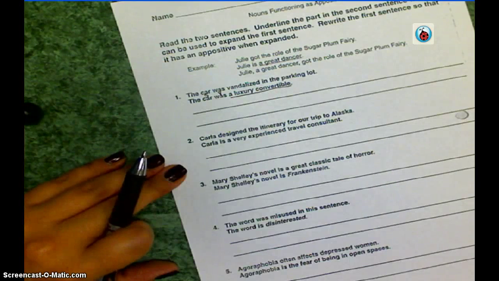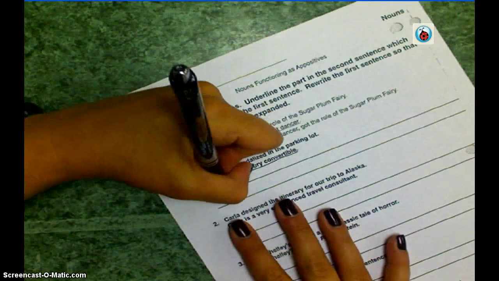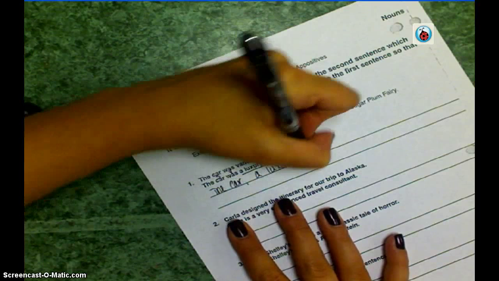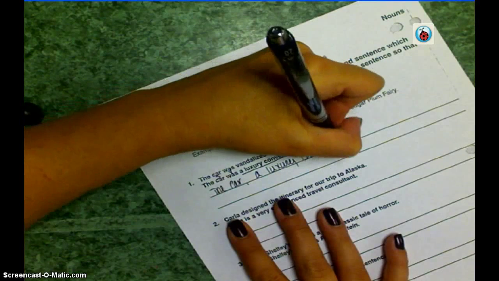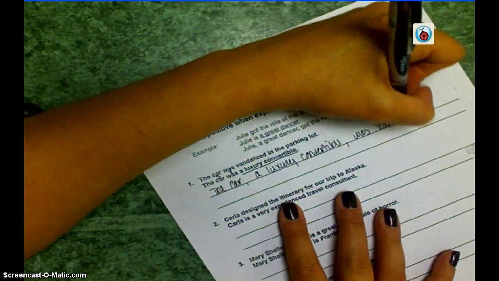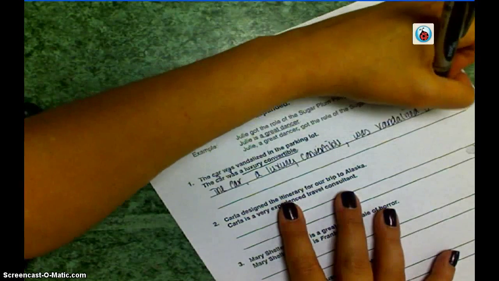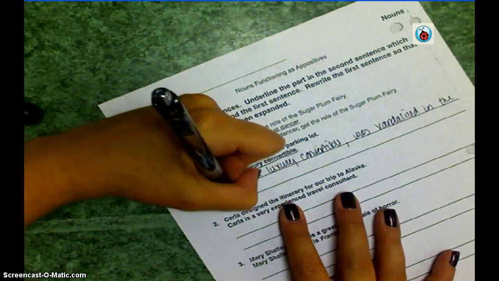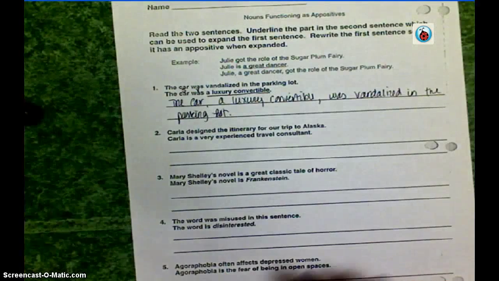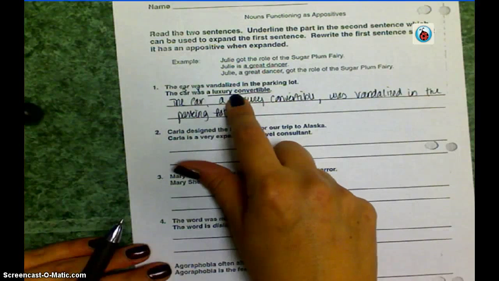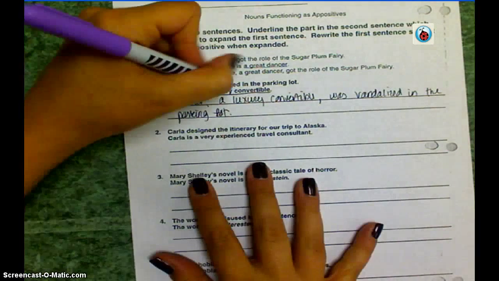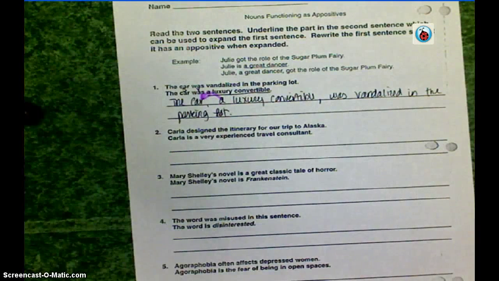Okay? So we're going to say the car, comma, a luxury convertible, comma, was vandalized in the parking lot. Okay? Again, we took that predicate nominative, changed it to an appositive. It's directly next to what it's modifying. Okay? Look at number 2.